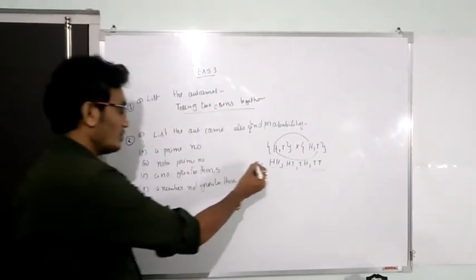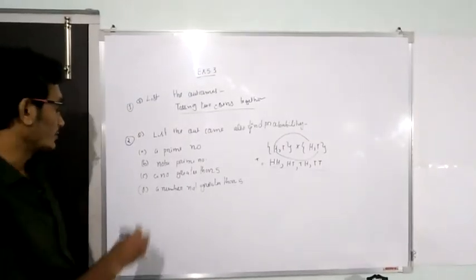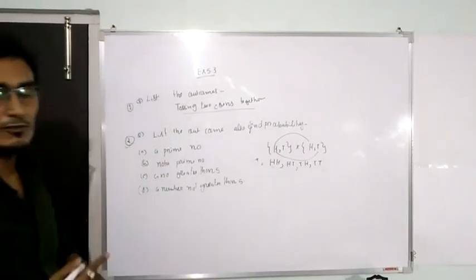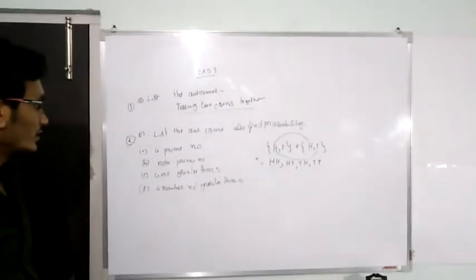This is a very important question from the examination point of view. Now let's move to the next question. List the outcomes, also find the probability. First of all we have to find out the list of the outcomes. After that we have to find out the probability.